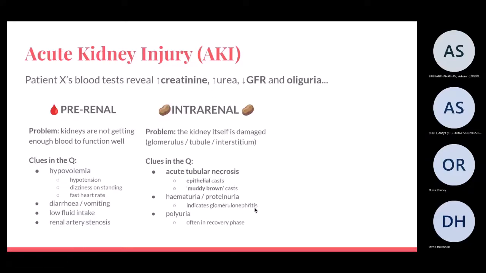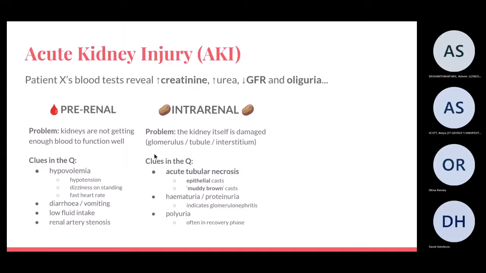Intrarenal injuries. So the problem here is the kidney itself is damaged. The kidney is made up of lots of different parts, obviously. The bits that we are thinking about are the glomerulus, the tubule of the kidney, which is lined with those tubular epithelial cells, and the interstitium, which is the bits in between everything else. So it's everything outside of the tubule, basically.